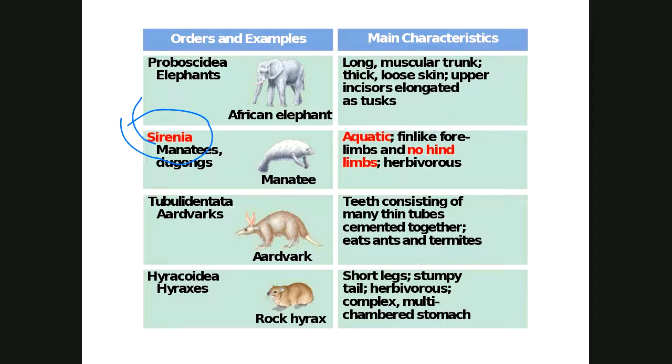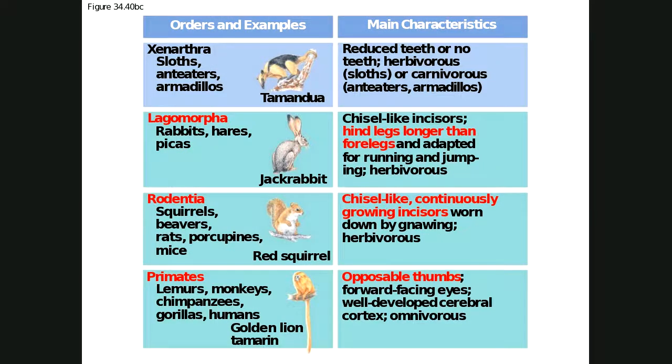Aardvarks and hyraxes, a couple of smaller groups. The rabbits, the lagomorphs. Lagomorphs have hind legs longer than front legs. And, of course, the rodents. We've got to talk about the rodents, right? As I said, the rodents are some of the more common out there. And then the primates, and we'll talk about the primates in a little more detail, especially humans, in just a second. We have our opposable thumbs. That's our big thing.